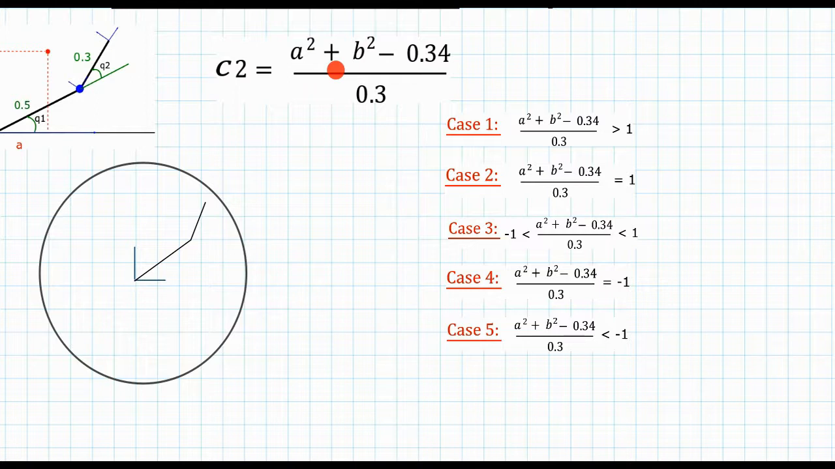In this case, cosine of q2 would be equal to 1, which means that q2 equals 0. This immediately tells us that q2 equals 0.